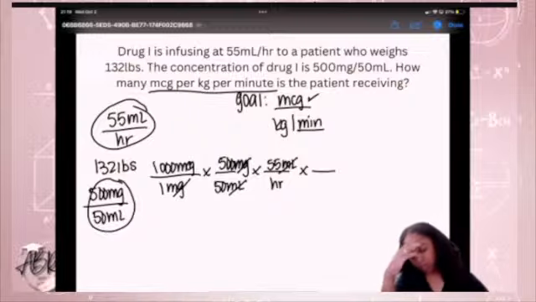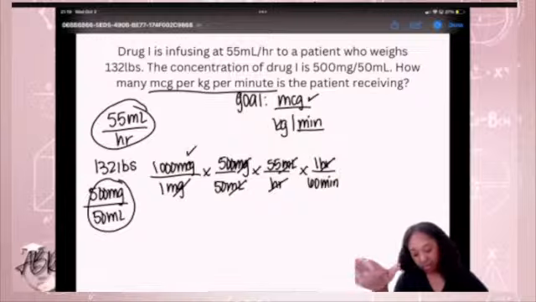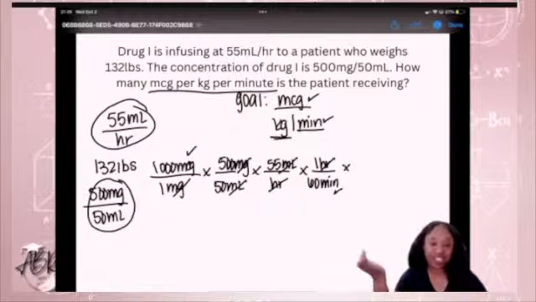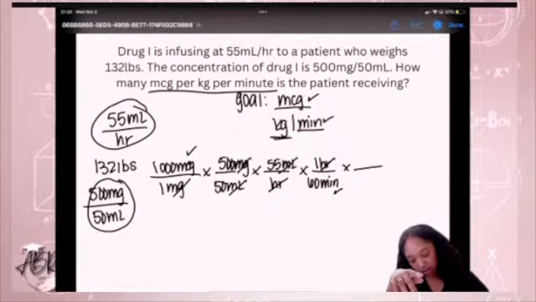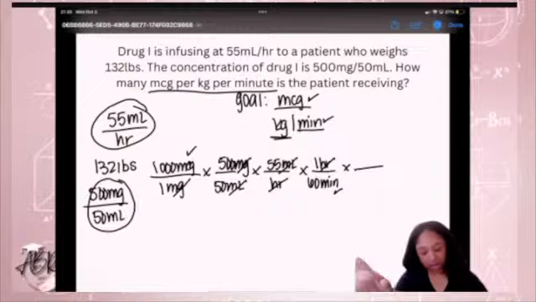So 1 hour is 60 minutes. So hours crosses out. So let's look what we got. We got microgram at the top. That's gold. Now we've got minute at the bottom. That's gold. So the only thing that is left is kgs, right? So our patient's weight is in pounds. So we'll have to do the conversion, right?